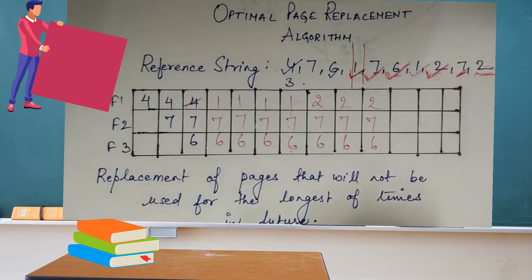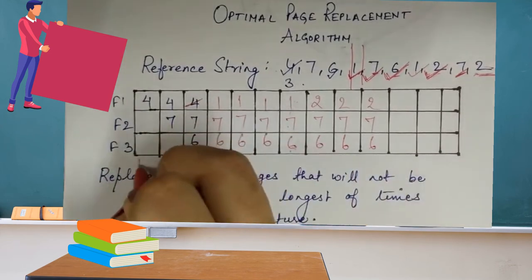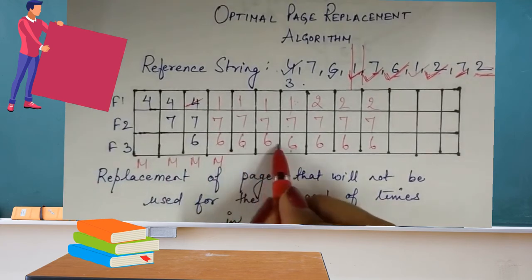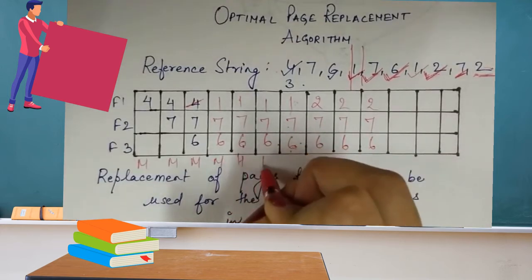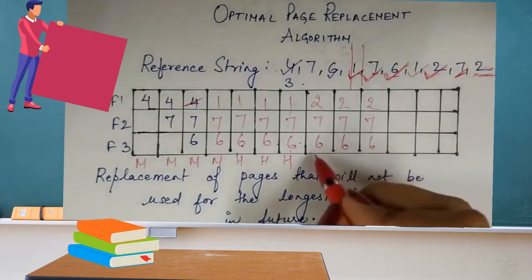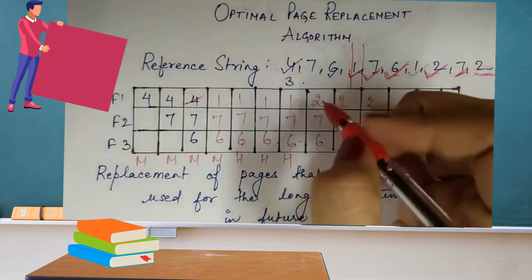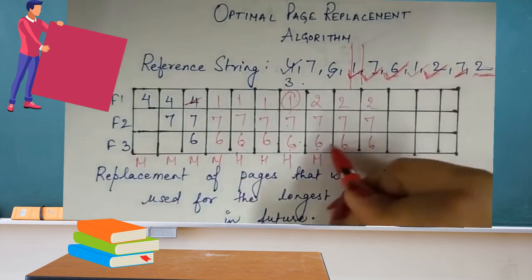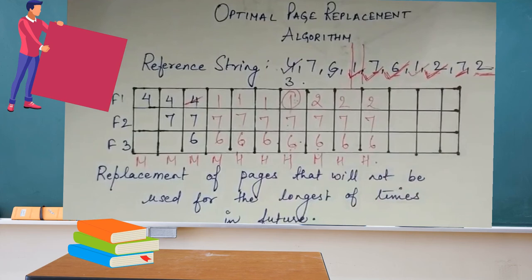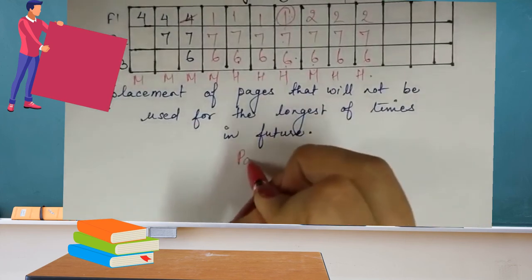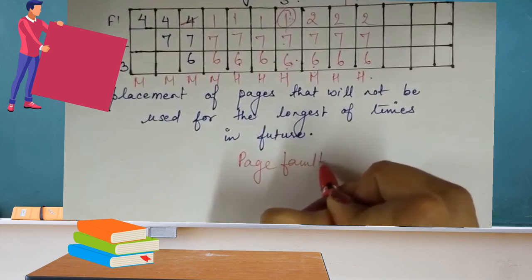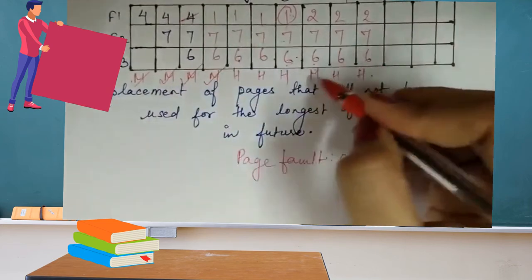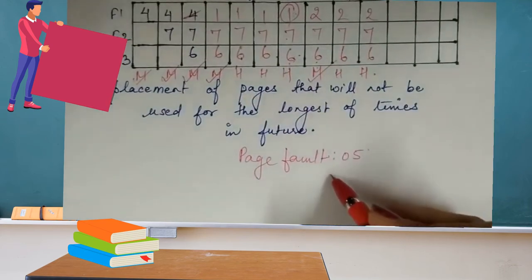Now we need to consider the misses and the hits. This is a miss, this is a miss, this is a miss, and this is a miss. There is no replacement 3 times, so those are hits. Here also, one replacement is made, that is 1 is being replaced, so we have a miss here, and the rest of the 2 are hits. So with the optimal algorithm, the number of page faults is obtained as 5, that is 1, 2, 3, 4, 5.